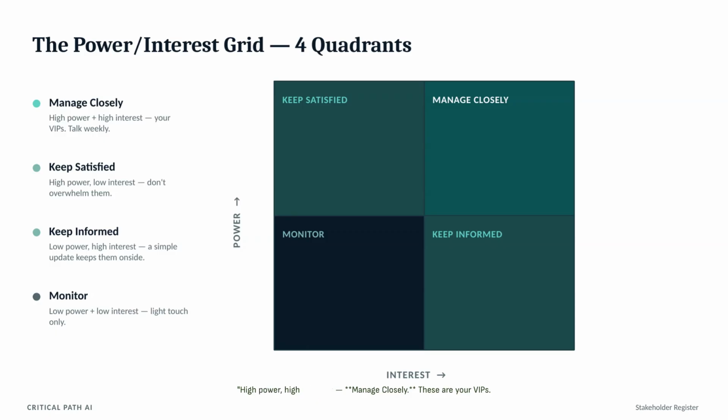High power, high interest. Manage closely. These are your VIPs. Talk to them weekly. High power, low interest, and keep satisfied. They can block you, but they're not watching closely.